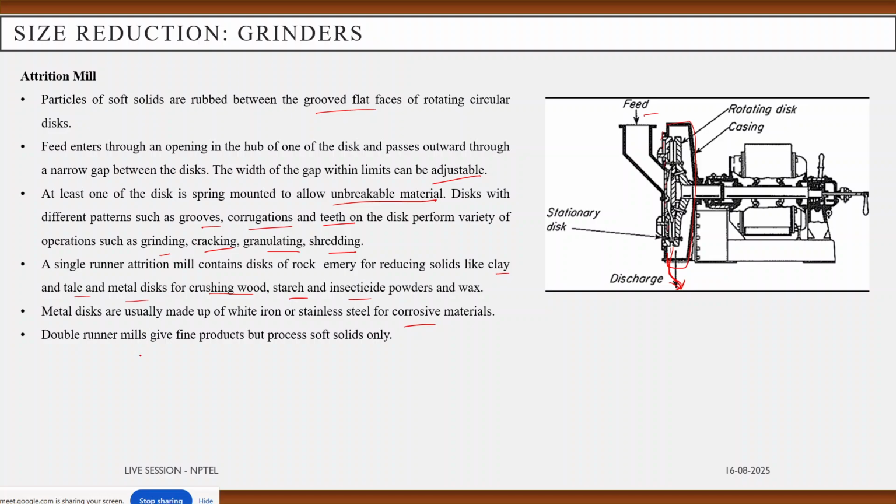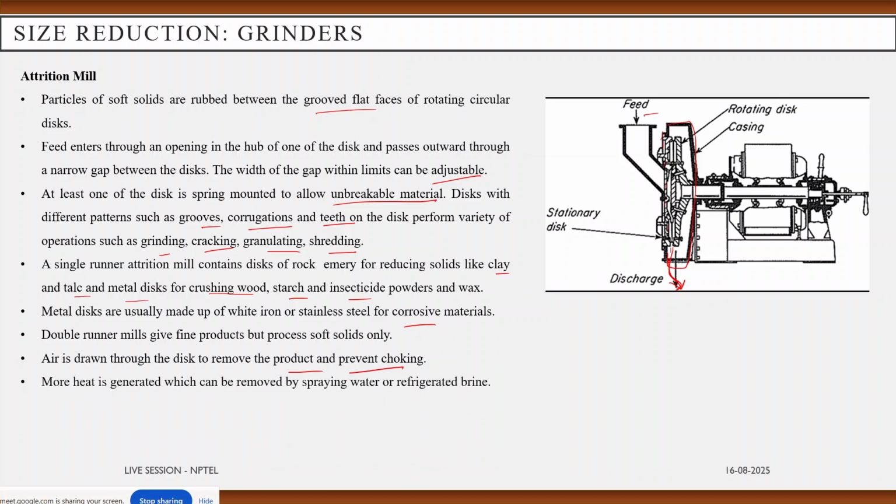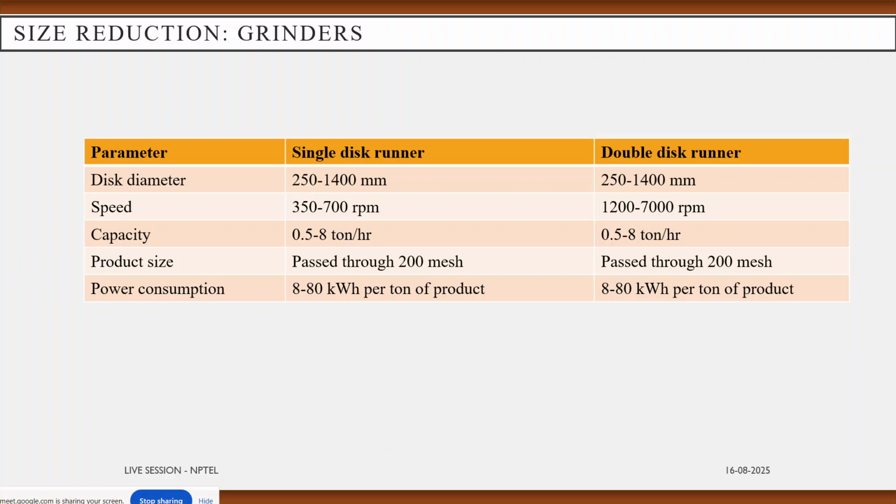Here the double runner mill also gives fine products but processes soft solids only. Air is drawn through the disc to remove the product and prevent any kind of choking in the operation. More heat is generated, which can be removed by spraying water or refrigerated brine. The removal of heat is very essential when you are dealing with very sensitive material like rubber or other kind of thing.